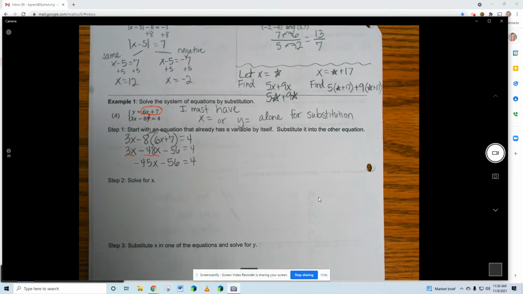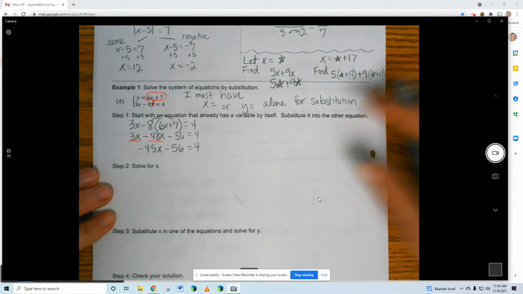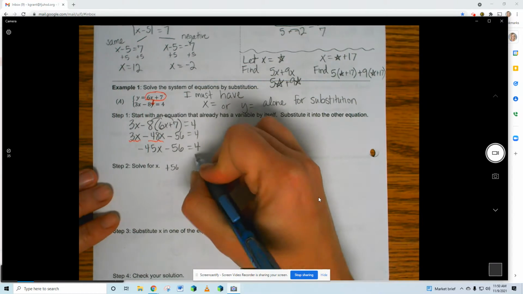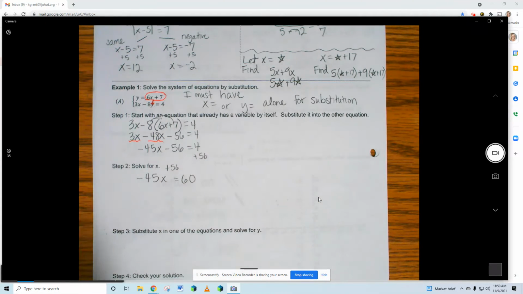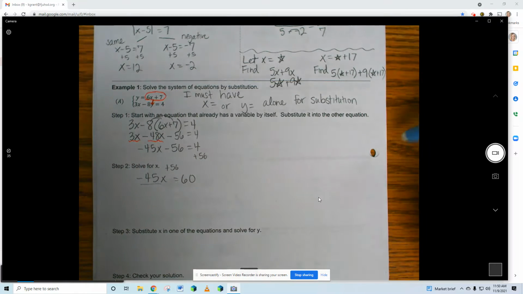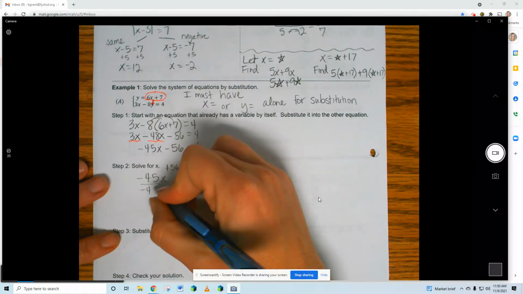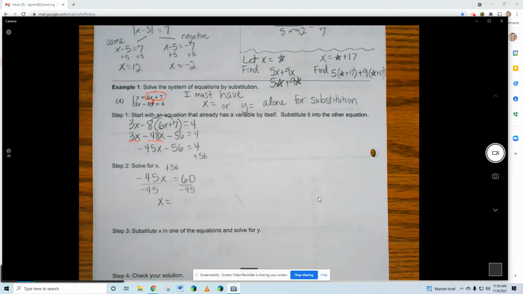Negative 45x minus 56 equals 4. So now I'm going to solve for x. Step 2, solving for x, right? Add 56 to both sides. Negative 45x equals 60. And awesome. What do I do? Divide by negative 45. So I need to simplify that fraction.